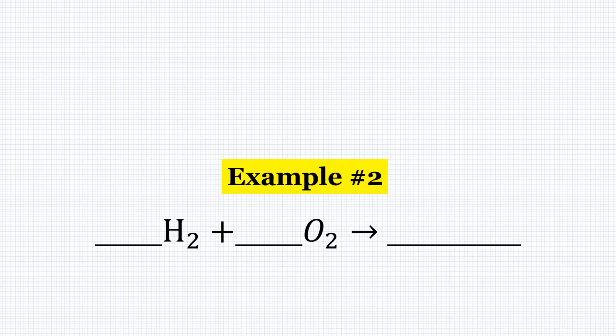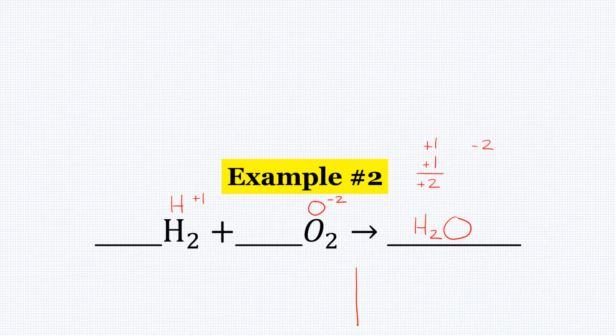Okay, so let's start by figuring out the charges. So 1 oxygen gives me a charge of -2. 1 hydrogen gives me a charge of +1. So to balance this out, I'm going to need 2 hydrogens in my product, and I'm going to want 1 oxygen. So I'm going to have +1, +1, and then -2. So this gives me 0. So that's how this is canceling out.